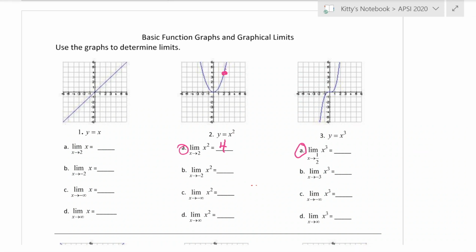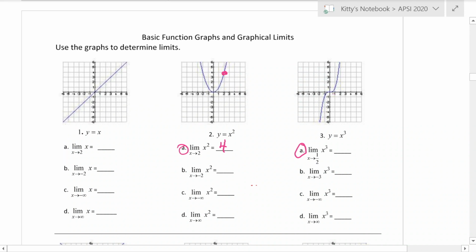So let's look at x cubed, and I'm going to read the question because we're getting used to this. The limit as x approaches, remember every time I see that arrow, I say the word approaches, 1/2 of x cubed. You can say it a little backwards. You can say the limit of x cubed as x approaches 1/2. You can do either. It doesn't matter.